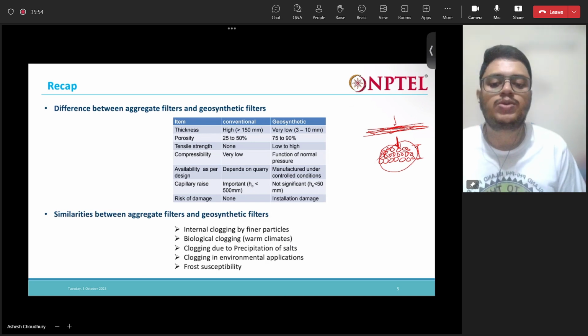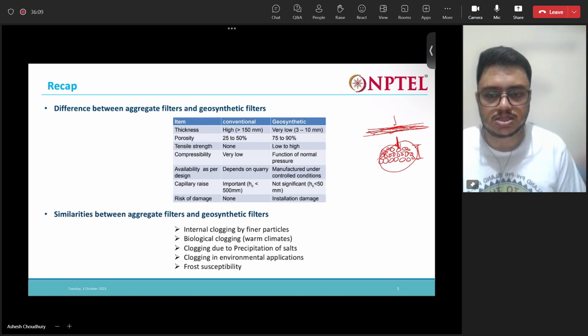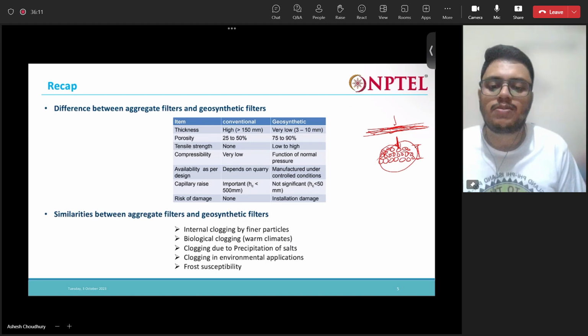Then you have clogging due to precipitation of soil. If you are using it in an alkaline environment, there might be precipitation of salts which will get deposited into the pores, and this will clog the pores of the filter. This can happen in both cases. Clogging in environmental applications basically, and frost susceptibility. That means if you are using the filters in sub-zero, freezing temperatures, there might be a problem.